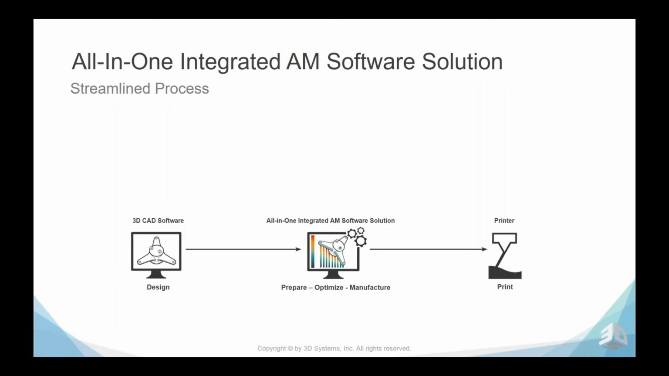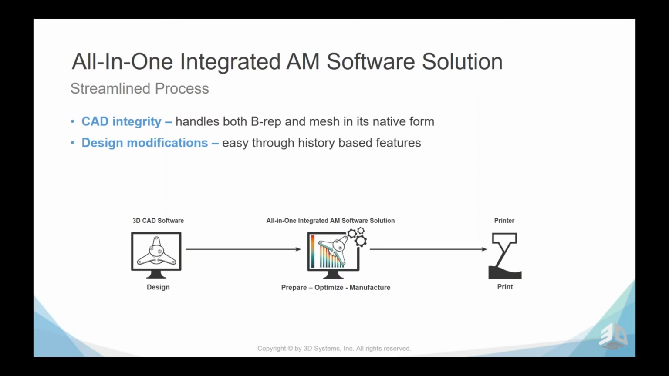The integrated all-in-one solutions offer a streamlined process. CAD integrity is maintained as BREP is handled using its native form without conversion. Being history-based makes design modification very easy, as you do not lose all the work you have done so far, but all the actions are applied automatically to the modified model. And last is a single and unified work environment where build simulation is an integral part of the design environment, making it easy to correlate between simulation and analysis results and the corrective actions you need to take.